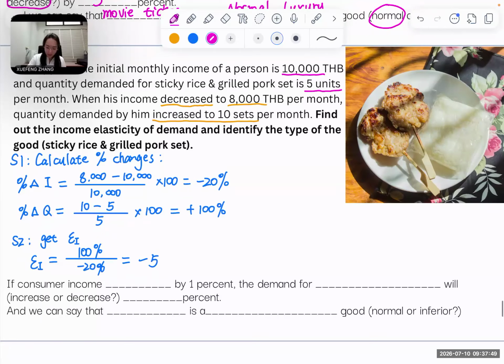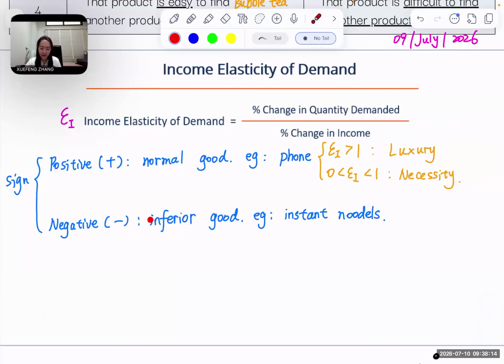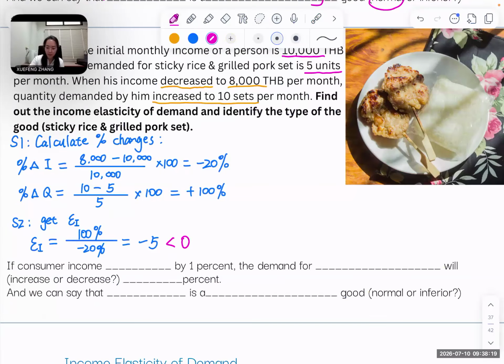So the epsilon I here is negative 5, which is less than 0. What does it mean? When income falls, your demand for sticky rice and grilled pork set actually rises. Okay, what does it mean? See here. If it's negative, it means inferior good. So in this case, we have inferior good.